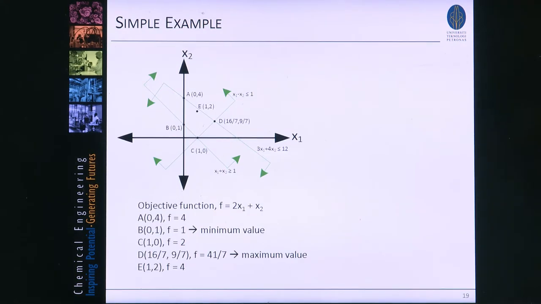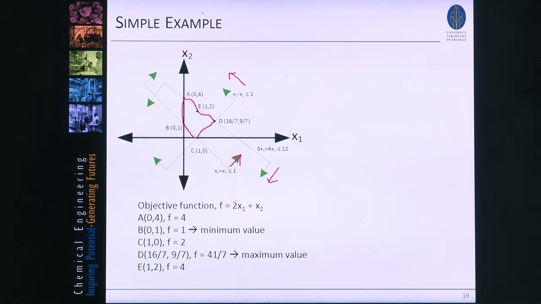Simple example. Now we have x1 and x2 as the variables. Take this as constraint 1: x1 minus x2 less than or equal to 1. This is the feasible region of this constraint. And then we have another constraint, 3x1 plus 4x2 less than or equal to 12. This is the feasible region. And then we have another constraint, x1 plus x2 bigger than or equal to 1. So this is the feasible region. And we know that x1 and x2 are positive. So this is the feasible region.